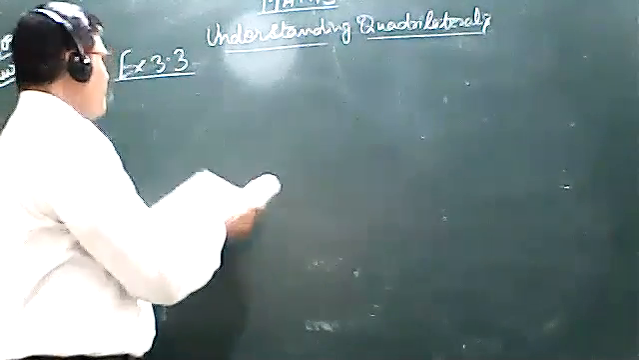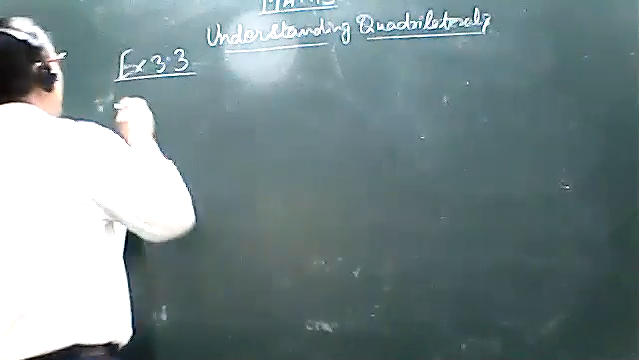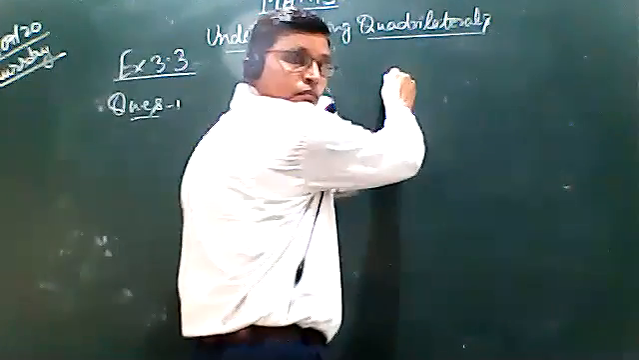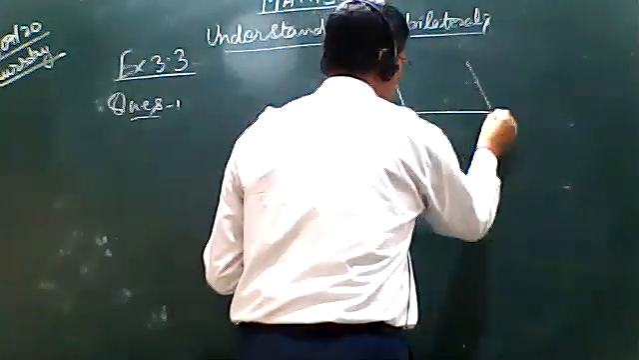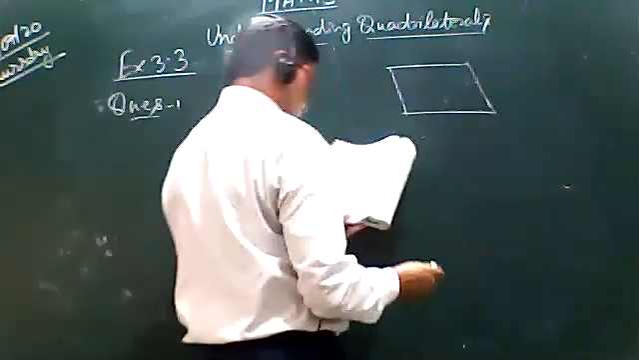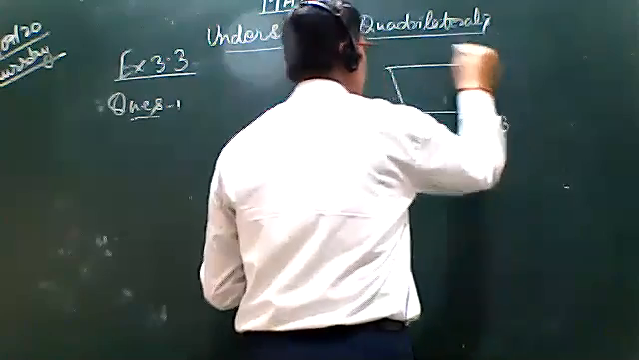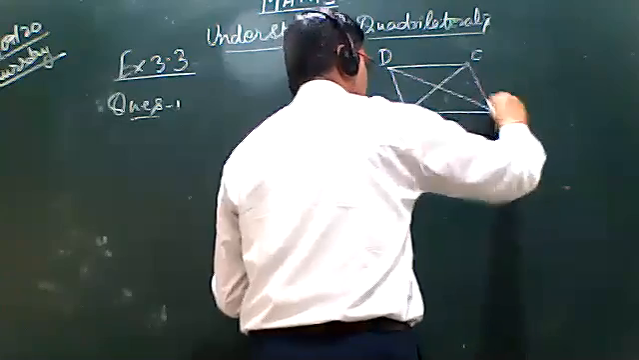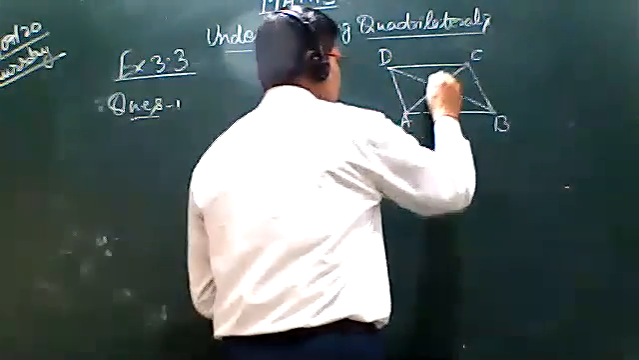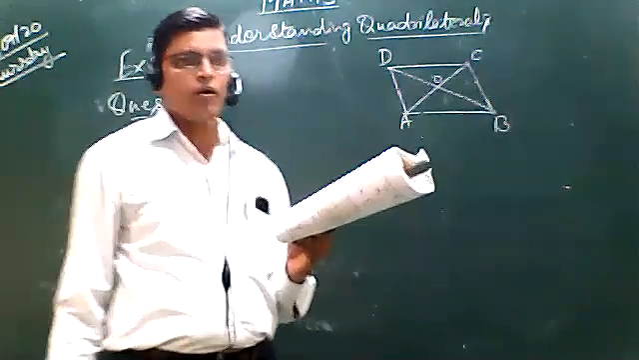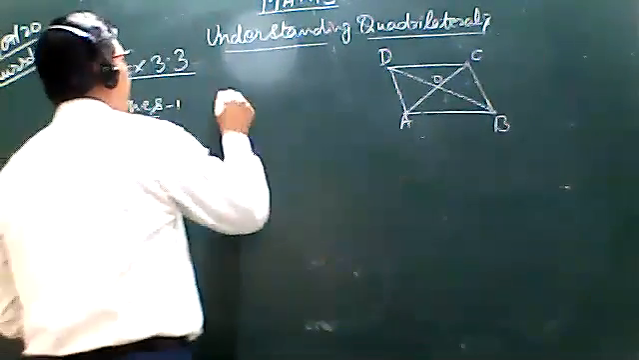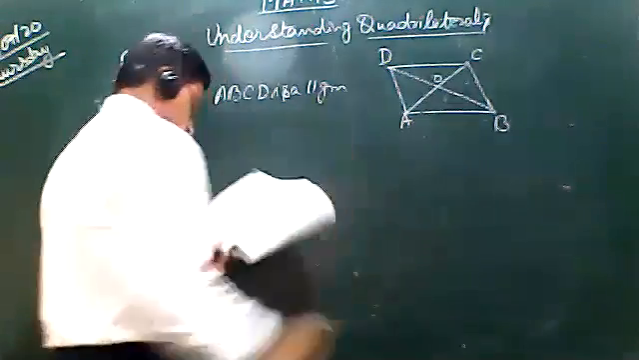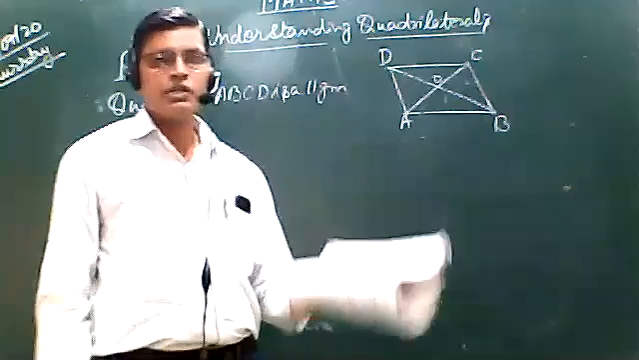Question number 1 of this exercise. There is a parallelogram ABCD, and AC is a diagonal and BD is also a diagonal, and this is the point O. Given a parallelogram ABCD, now each statement along the definition property is set.